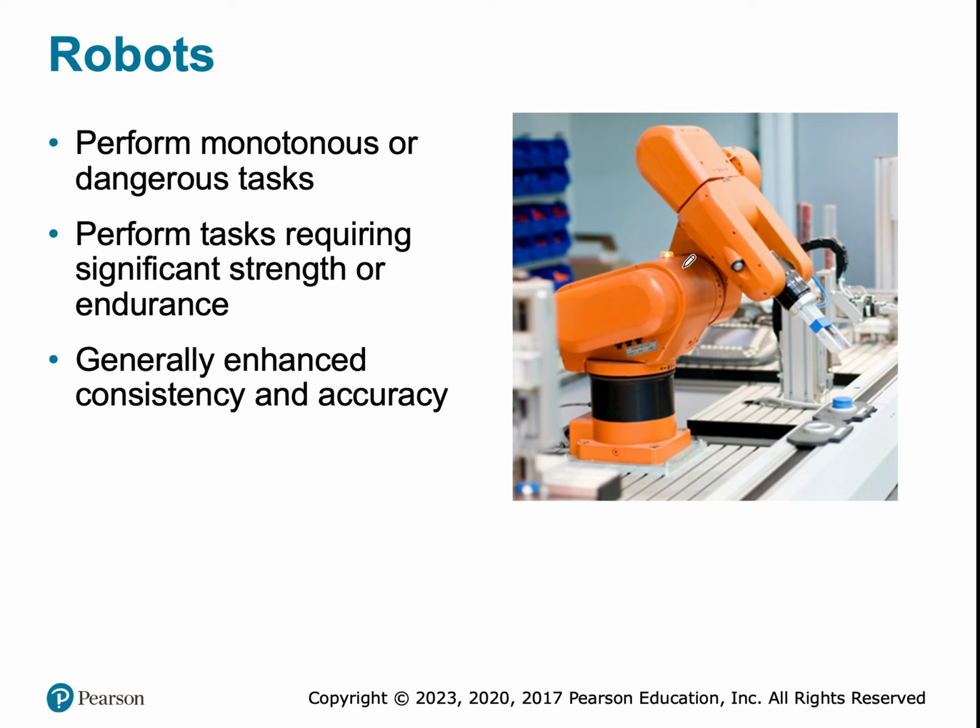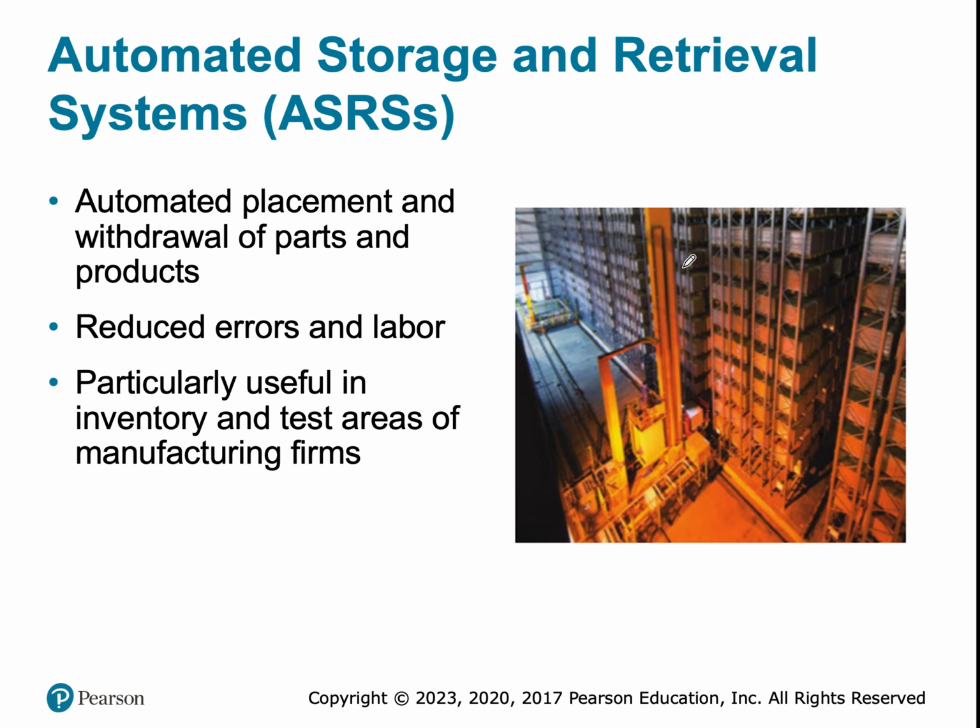Now we have the robots. Okay, all of them are robotic nowadays, okay? Robots perform monotonous and dangerous tasks that are dangerous for humans to do. They perform tasks requiring significant strength and endurance that challenge human strength nowadays. Now, they generally enhance consistency and accuracy.